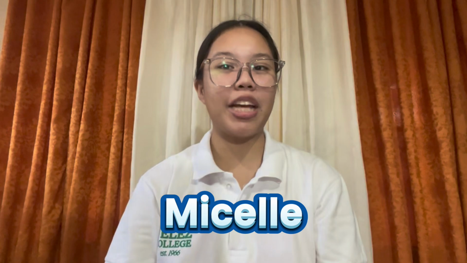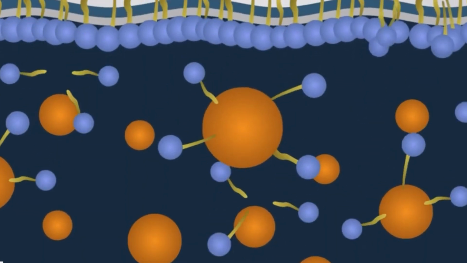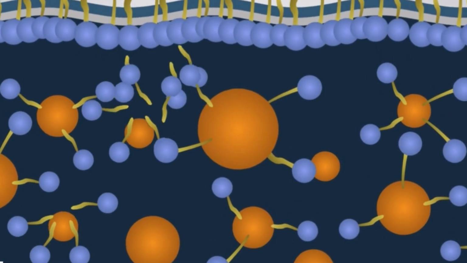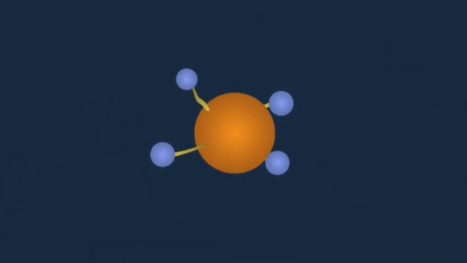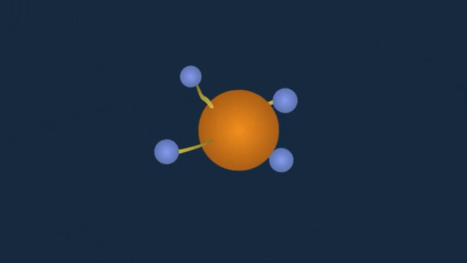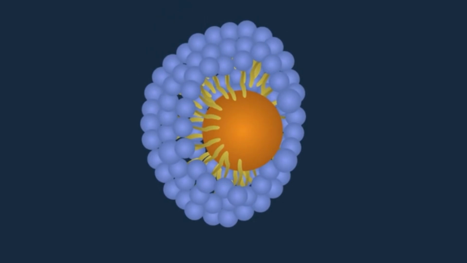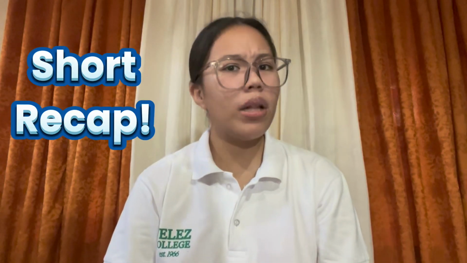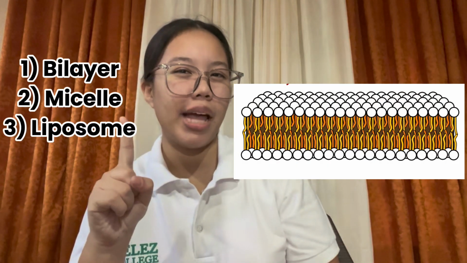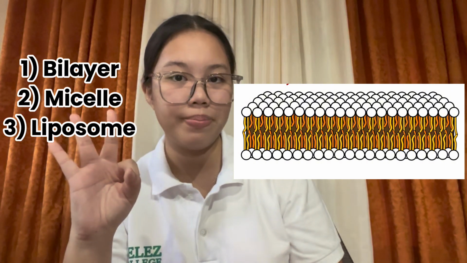Micelles are formed by clumping the nonpolar regions, which are the hydrophobic tails, together, with the polar hydrophilic heads pointed out. This only forms a single-layer spherical structure, and therefore, if cells are broken down, they can form micelles. Now, for a short recap, what is this structure? Raise one finger for a bilayer, 2 for micelle, or 3 for liposome.